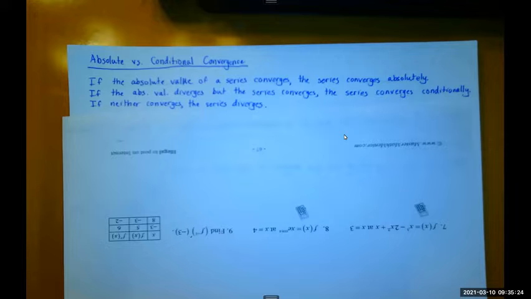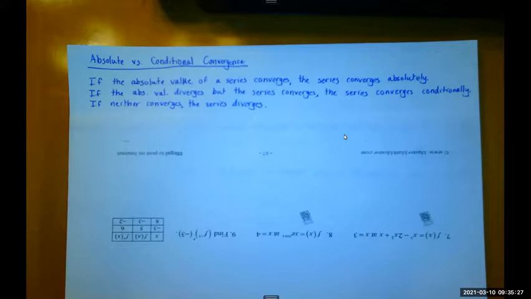So we begin by looking at this idea of absolute versus conditional convergence. Absolute convergence is when the absolute value of the series converges. Conditional convergence would be, well, we looked at the absolute value of the series and it does not converge. What happens if we just look at the series? If the series converges, we'd say the series converges conditionally. If we can't do that for either, we say that the series diverges.